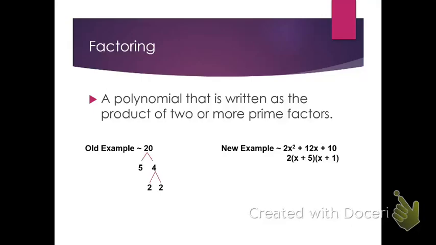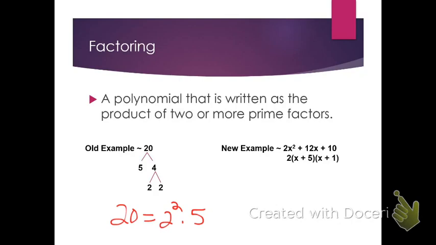In this lesson, we'll be learning about factoring quadratics to solve them. Recall from earlier in the year that factoring is when you rewrite a number as a product of prime factors. So earlier in the year we did 20, and if we wanted to find the prime factorization of 20, we did a factor tree and we broke it down into 5 times 2 times 2, and eventually we wrote that 20 is equal to 2 squared times 5.